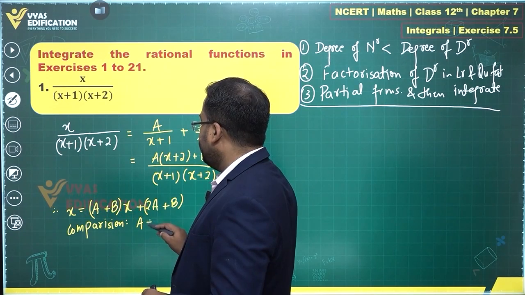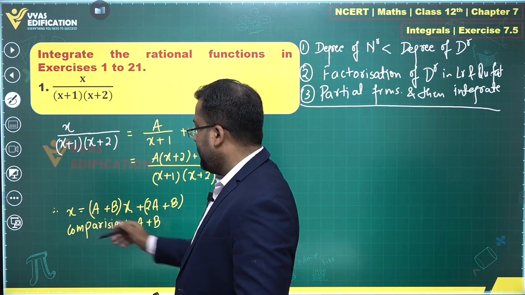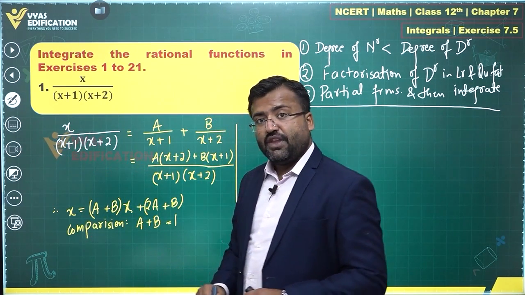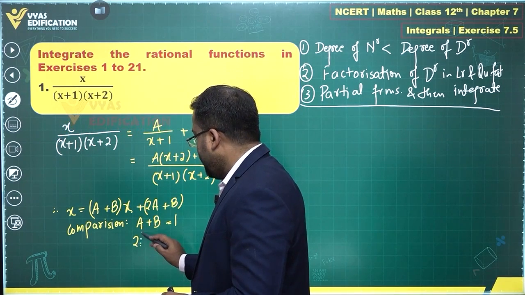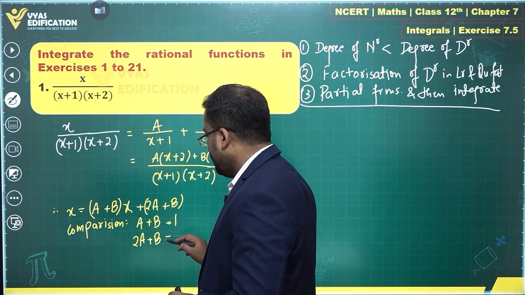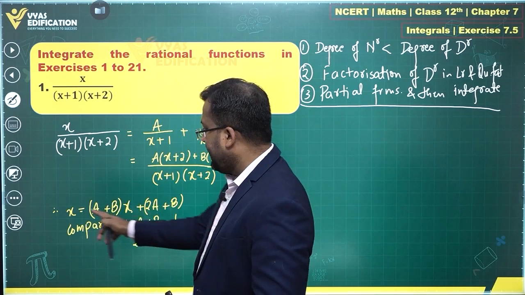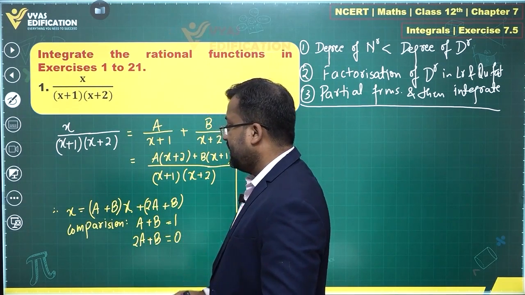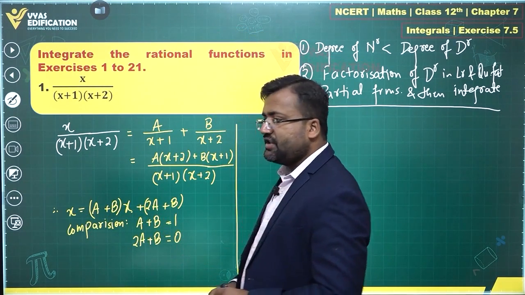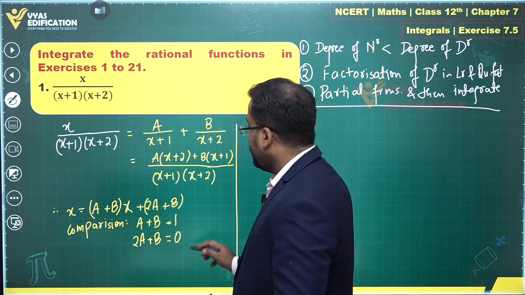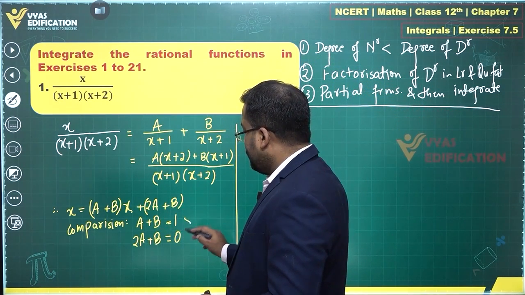That a plus b, this coefficient of x over here should be equal to the coefficient of x over there. This is equal to 1. And moreover, this 2a plus b over here has to be 0, as you see over there. There is no constant term. This constant term has to be 0, right or not? Yes. Okay, let's subtract these two, and what do we get?